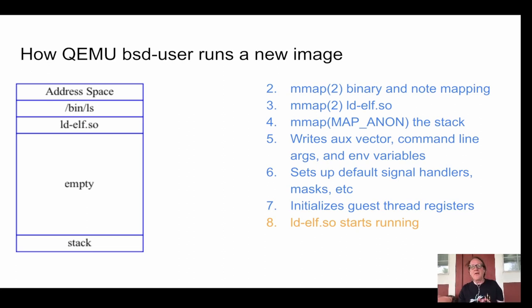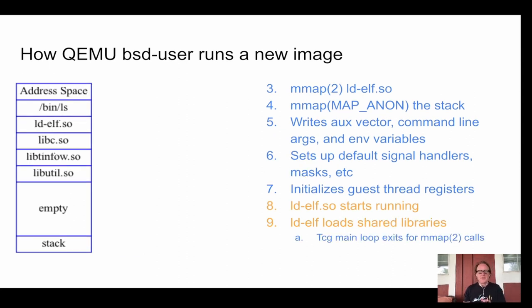Here, everything in blue, if you haven't guessed already, is something that qemu-bsd-user does. Everything that's in orange is what the guest binary does. So ld-elf.so starts running, it loads the shared libraries, it makes the system calls for mmap. These cause a trap, which causes the TCG CPU main loop to exit and dispatch this to the emulation code, which does the system call number lookup and says, oh, this is mmap, and these are the arguments, and this is what I need to do, and mmap is special, so I need to do extra special things. But it gets everything loaded in.